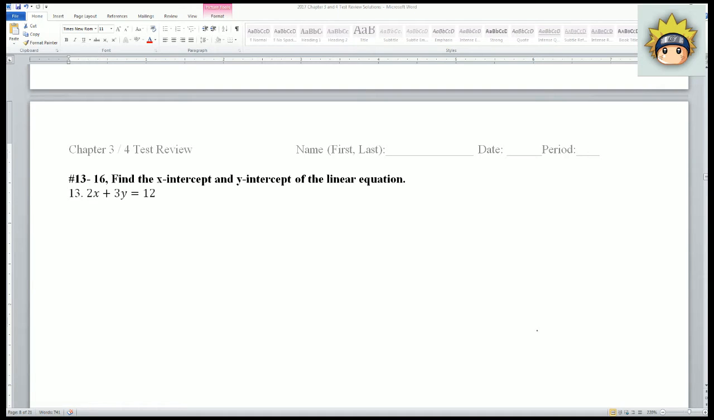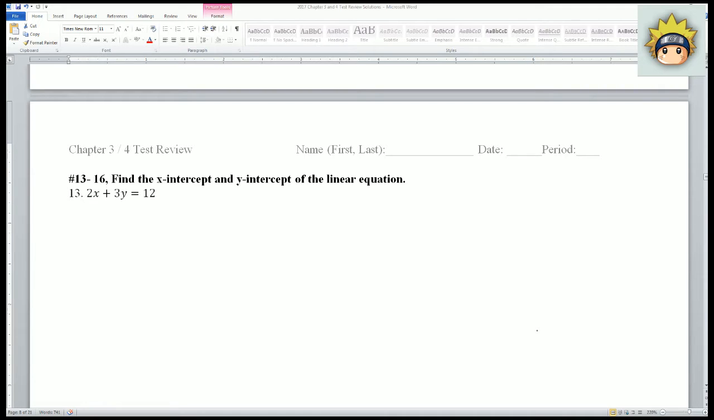This is the homework solution for the chapter 3/4 test review. This is number 13 through 16, also including 17, 18, 19, and 20. This finishes up the first page.